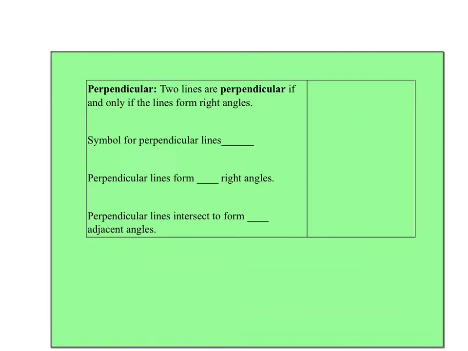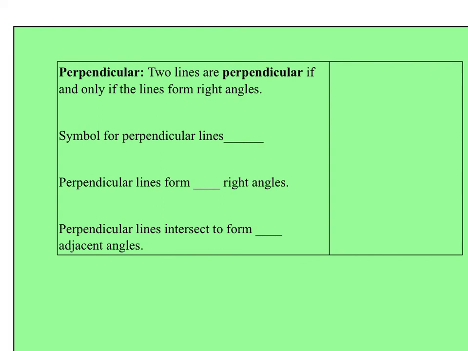Okay, so perpendicular. Perpendicular means a couple different things. Okay, perpendicular is very specific. It says two lines are perpendicular if and only if the lines form right angles. And the symbol for perpendicular lines is an upside down T, like that. And the perpendicular lines form two right angles.